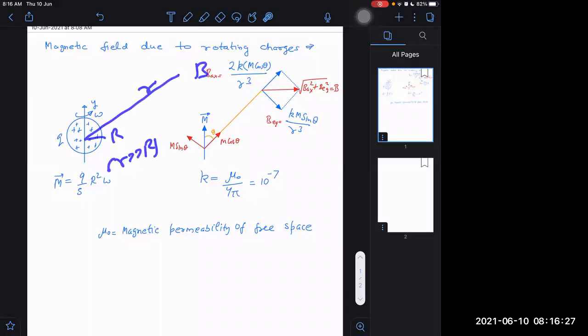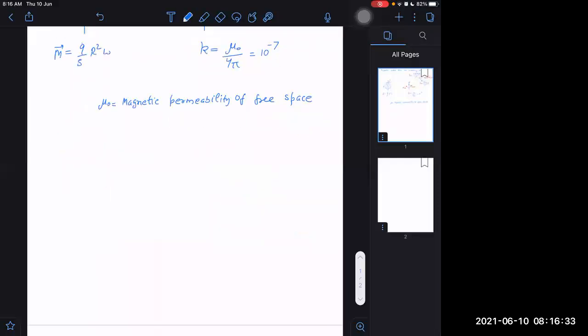That is true. This is also valid for small magnetic dipoles, or small current carrying loops. If I have a small current carrying loop, the shape doesn't matter. Let us say I have a current carrying loop like this, and they give us its area A, whatever shape it may have.